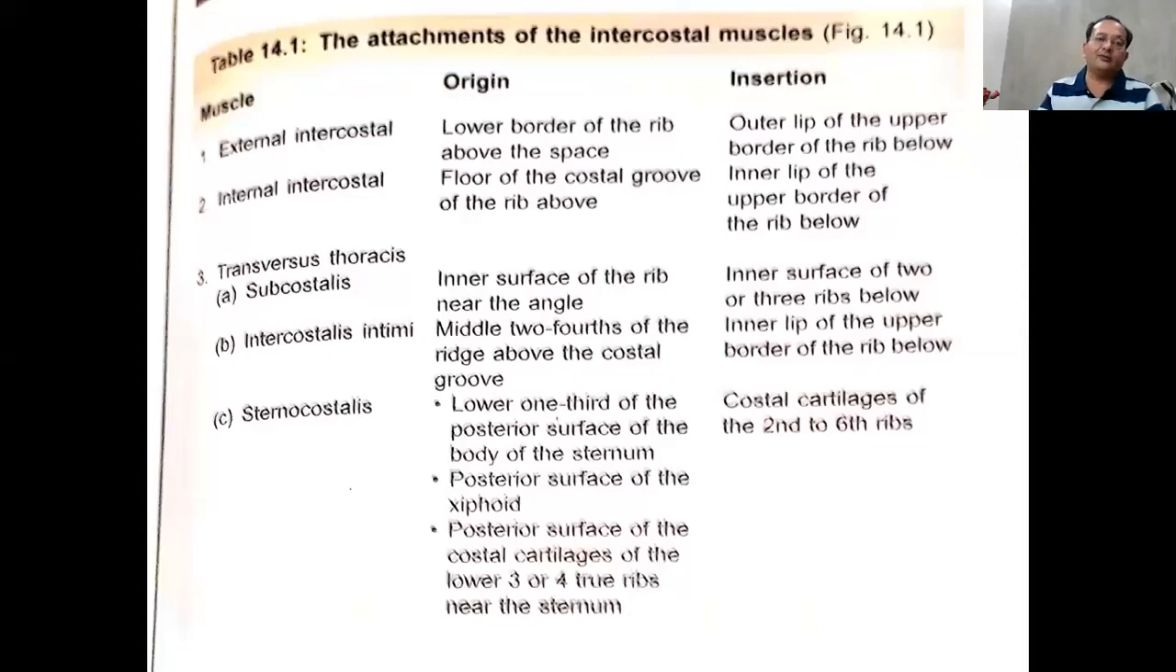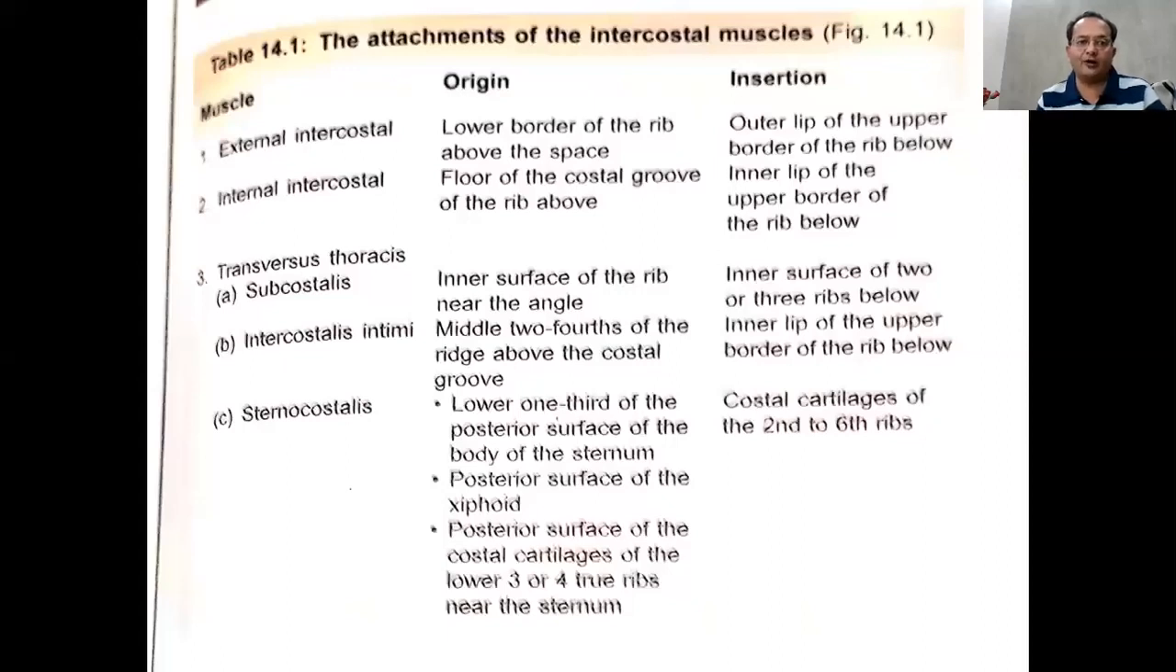External intercostal muscle is supplied by intercostal nerve of the same space and it helps in inspiration. Internal intercostal muscle is supplied by intercostal nerve of the same space, and intercostalis intimi muscle is also supplied by intercostal nerve of the same space.